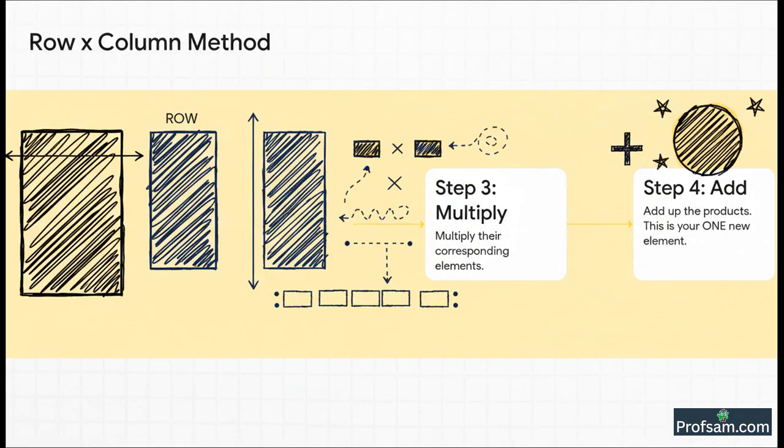The method we use is called row by column. Let's just break it down for the very first element so it's not overwhelming. You take the first row of the first matrix and the first column of the second matrix. Then you multiply the corresponding elements, and finally, you add up all those results to get just one new element.